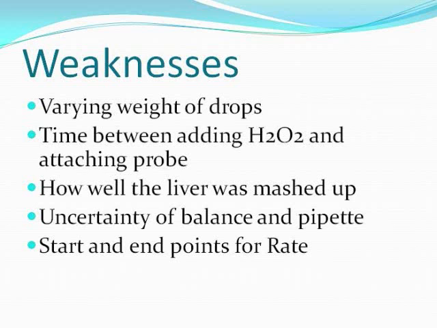Another weakness is that we had no consistent time frame for when we put the gas pressure probe on the test tube. We also did not grind up the liver the same way each time, and that would affect the amount of catalase per drop. We had uncertainties with the balances, and that would affect the amount of catalase that we had to grind up. Finally, we chose the starting and ending points to calculate the slope based on our own judgment. Therefore, these points could have been incorrect and the slopes would also be incorrect.